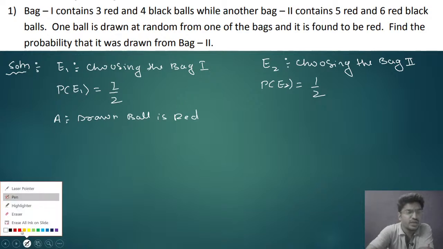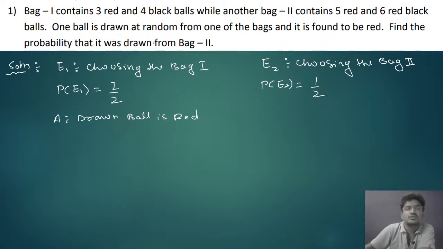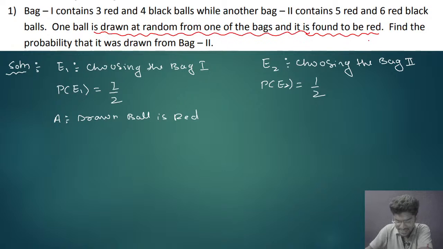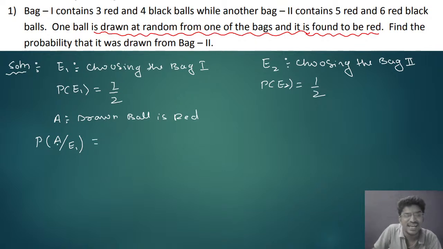See in the question they have given. One of the balls drawn at random from one of the bags is found to be red. That's why event A, that is drawn ball is red. Now we have to find probability of the drawn ball is red such that E1 is already occurred. See how to read this. Probability of drawn ball is red such that E1 is already occurred.